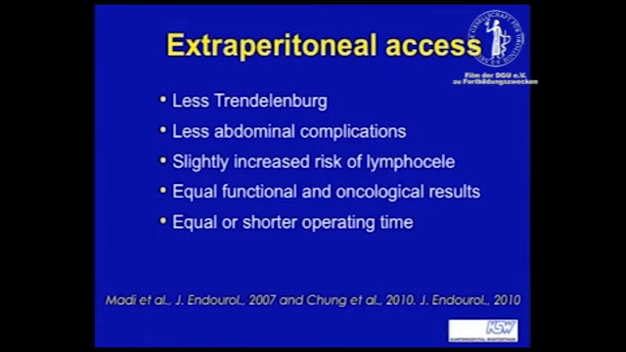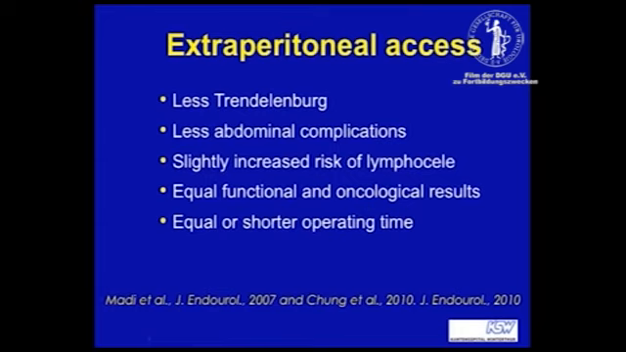We routinely use this extraperitoneal approach as it offers some distinct benefits for the patient. Less Trendelenburg positioning allows better ventilation. Abdominal complications such as intestinal injury, trocar hernia, subileus and intra-abdominal urinoma can be reduced, and it offers open dissection planes even in the case of previous intra-abdominal surgery. This comes at the price of a slightly increased risk of lymphocele.